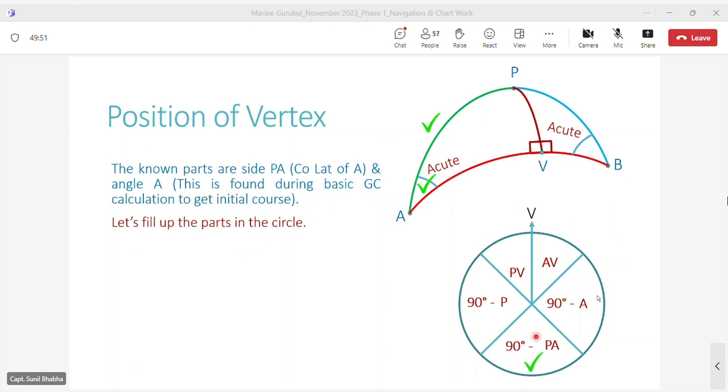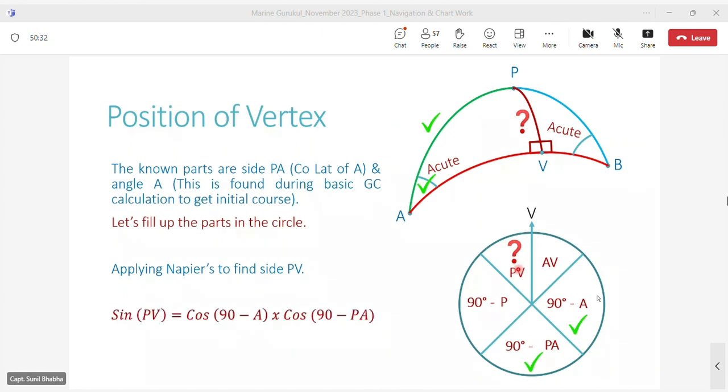Now in the cartwheel, what we know is the bottommost part, that is 90 minus PA. This is known to us. And we also know the right side part, which is 90 minus A. So you can see the green color tick marks coming at both the parts. Now, applying Napier's rule, we will find out the part PV, or the side PV of this triangle. So you can see a question mark coming up on the diagram, as well as in the cartwheel. So we have PV, which is to be found.